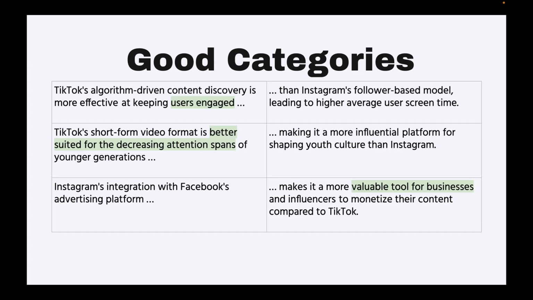For example, in this first one, it talks about users' engagement, that TikTok's algorithm content discovery is more effective at keeping users engaged. You could also make a case that TikTok's short form video is better suited to decreasing attention spans. Or you could say that Instagram's integration with Facebook's advertising makes it a more valuable tool for businesses and influencers. These are good categories because you have something to say on both sides, not just one fact or the other. So find categories that are argumentative and you can argue for both sides.